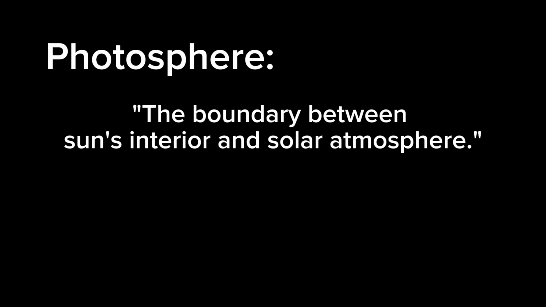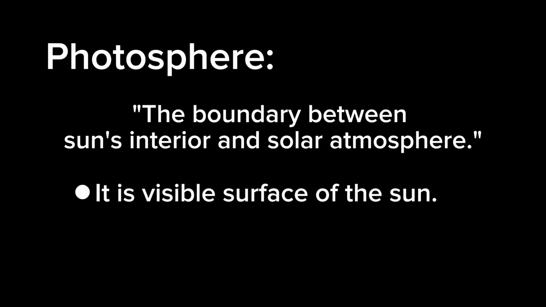Now I'm going to tell you about the photosphere. So what is the definition of photosphere? The boundary between the Sun's interior and the solar atmosphere is called the photosphere. It is what we see as the visible surface of the Sun, which means that the visible surface of the Sun is the photosphere.